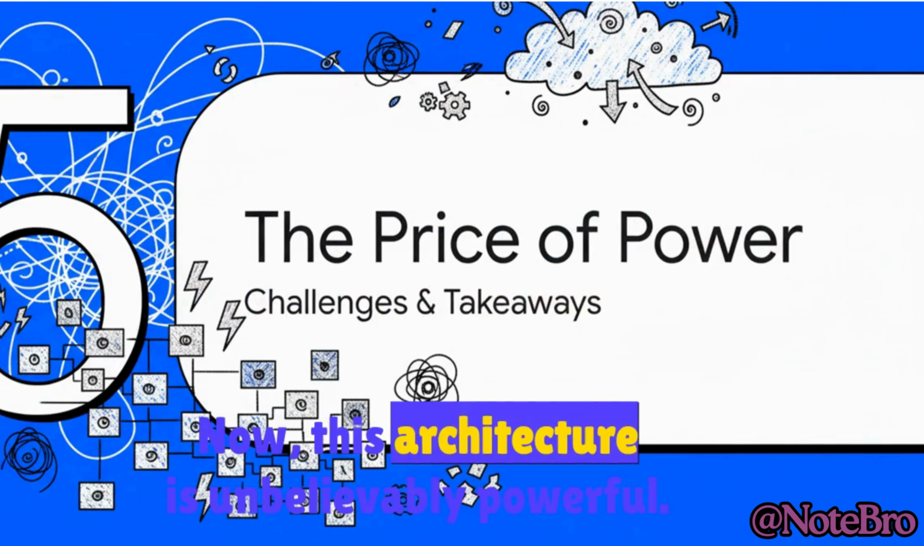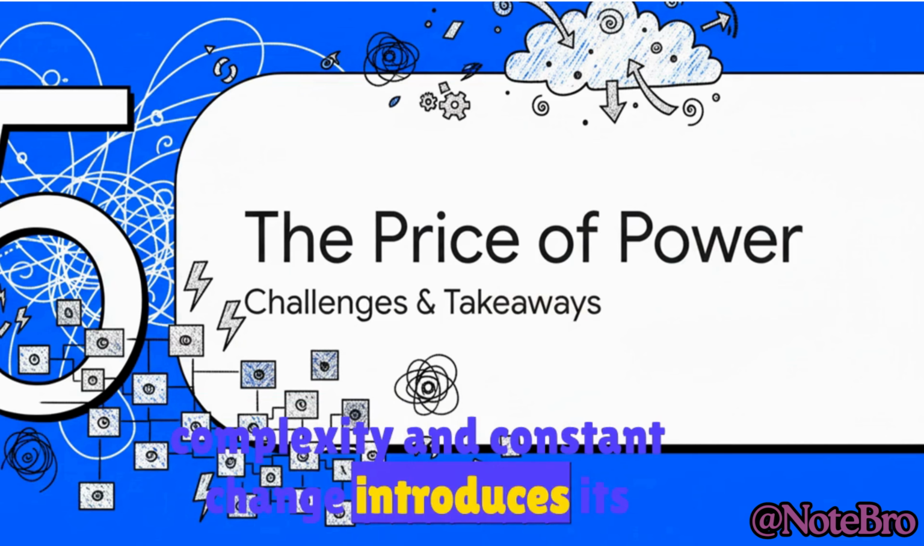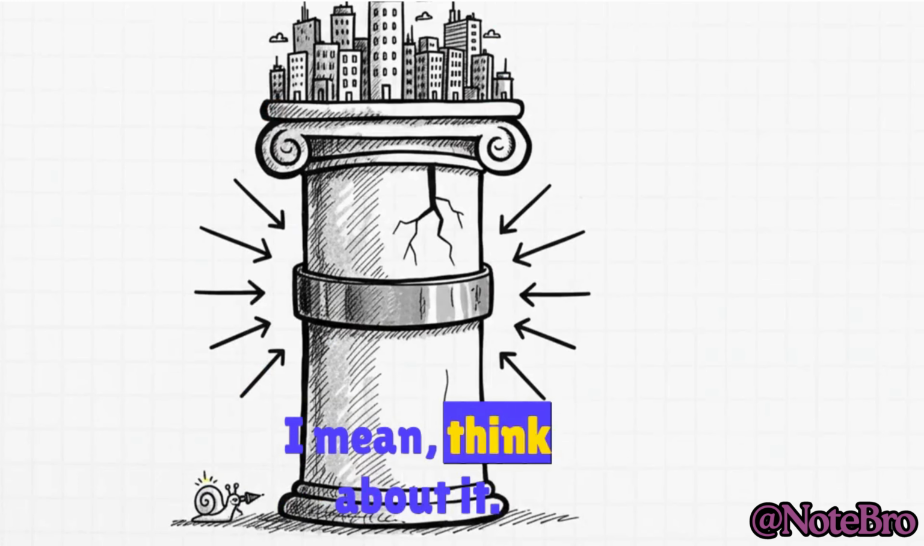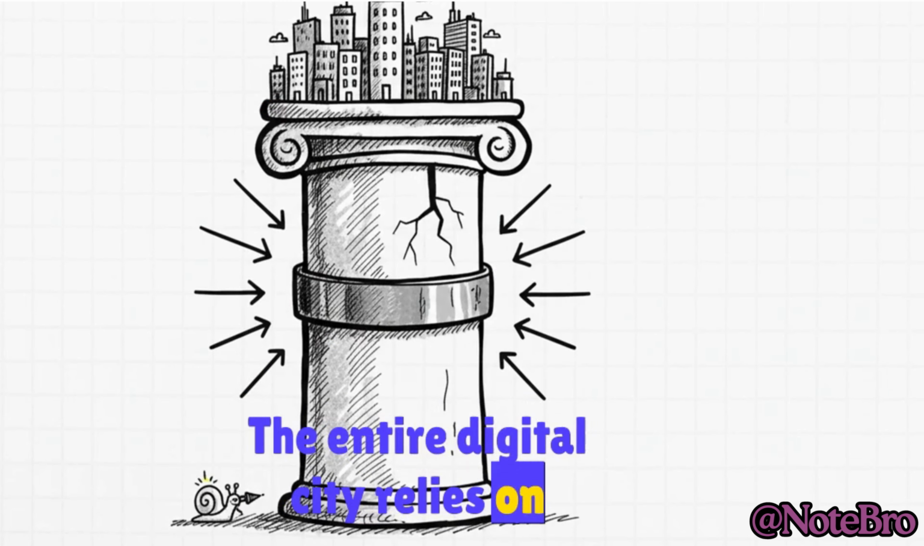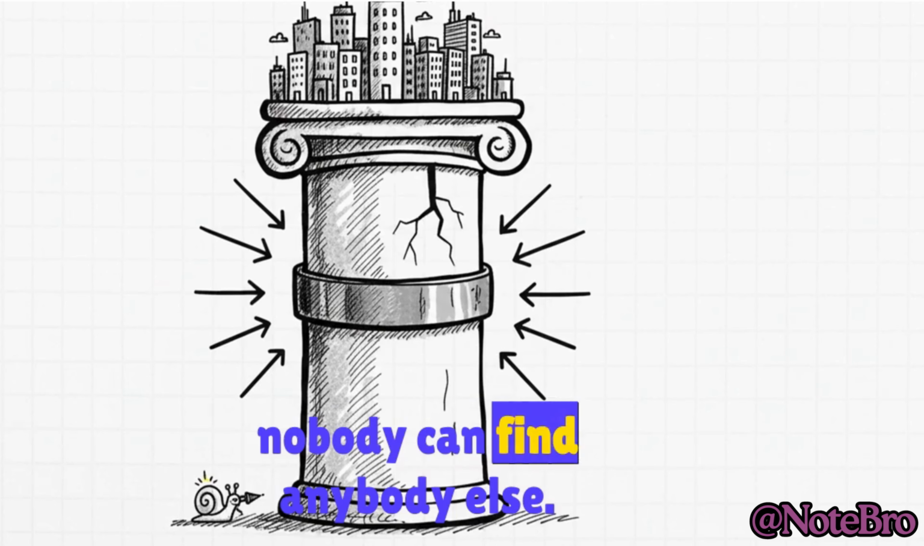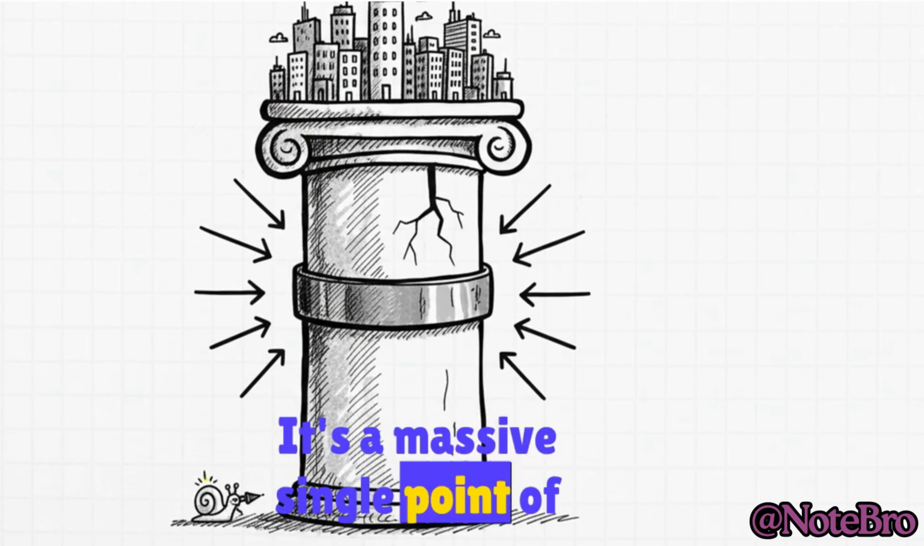Now, this architecture is unbelievably powerful. It's what enables the massive scale of the internet as we know it. But, and you knew there was a but coming, all of this complexity and constant change introduces its own set of pretty significant challenges. I mean, think about it. The entire digital city relies on that central directory. If the service registry goes down, nobody can find anybody else. The whole system just grinds to a halt. It's a massive single point of failure.